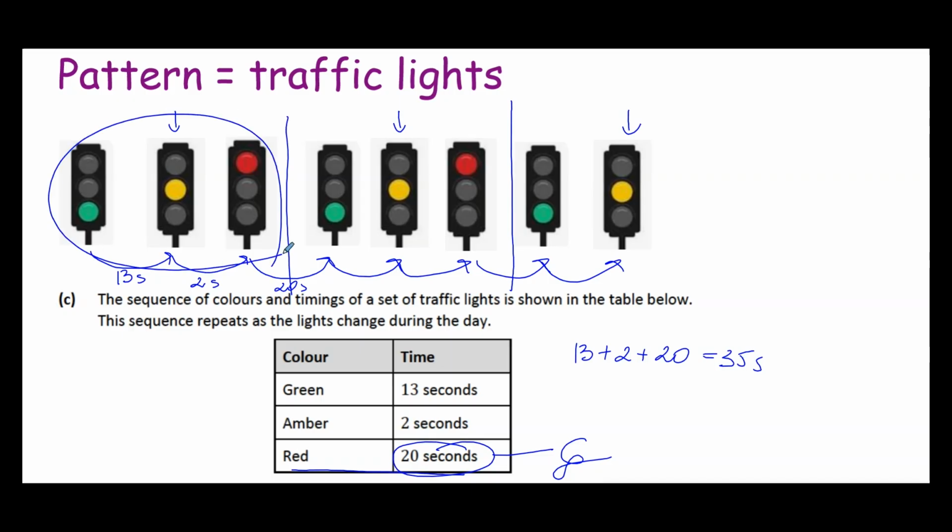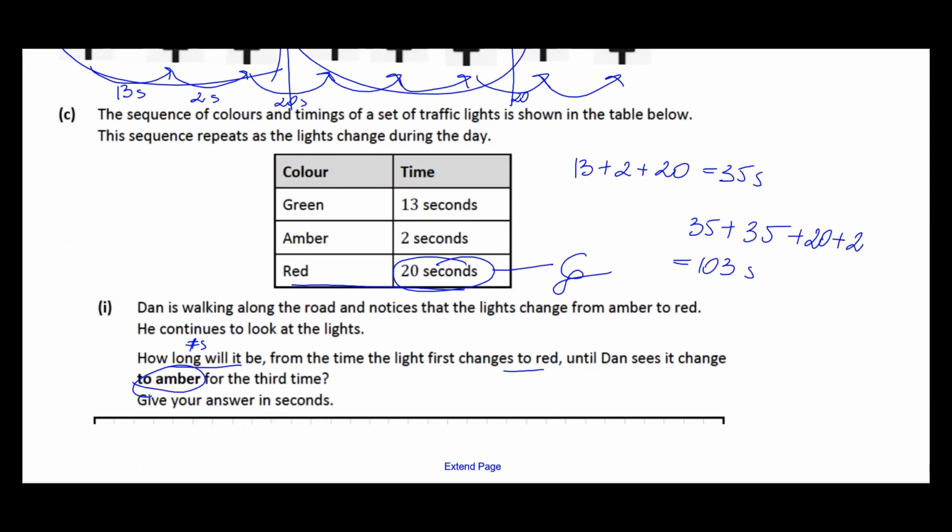So one full circle will take 35 seconds, and then the second full circle, 35 seconds, and then from red to green, 20 seconds, and then from green to amber, 2 seconds. So we put all of that in our calculator, we press equal, and we get 103 seconds altogether. Now, let's have a look at the second part.